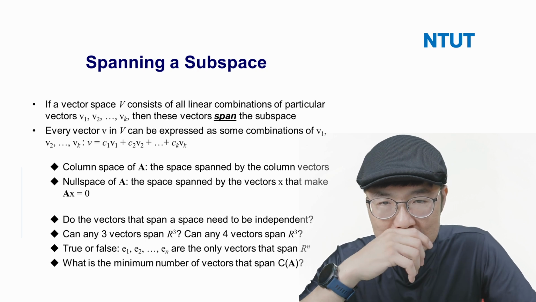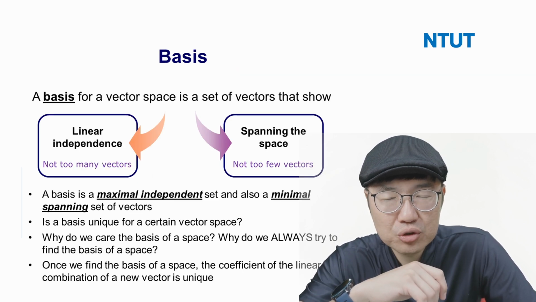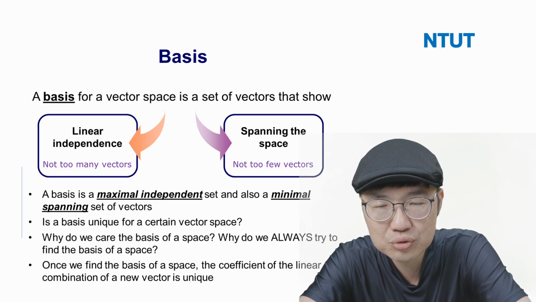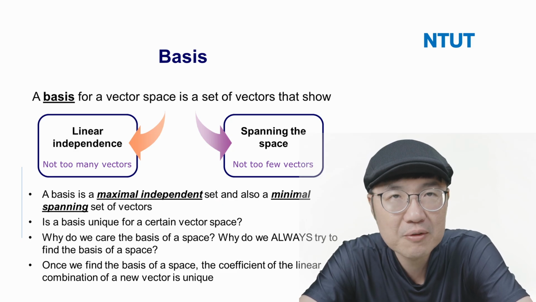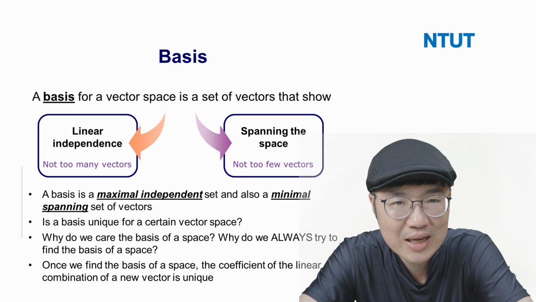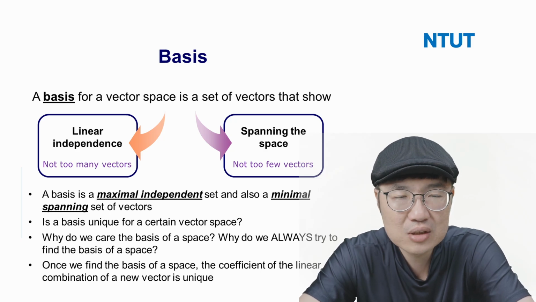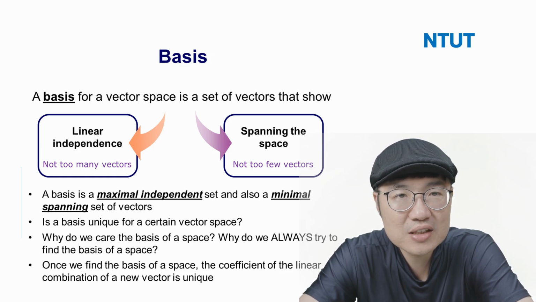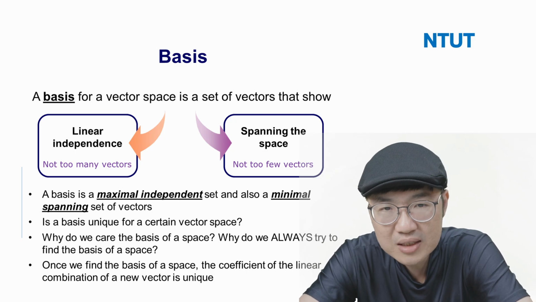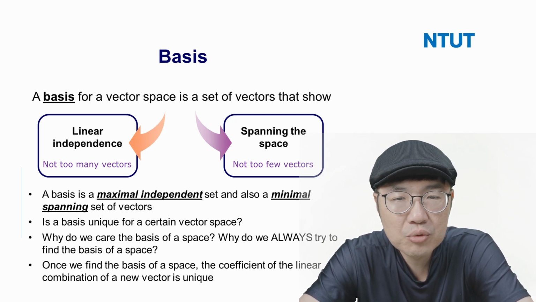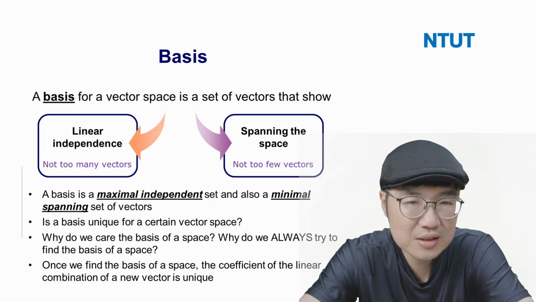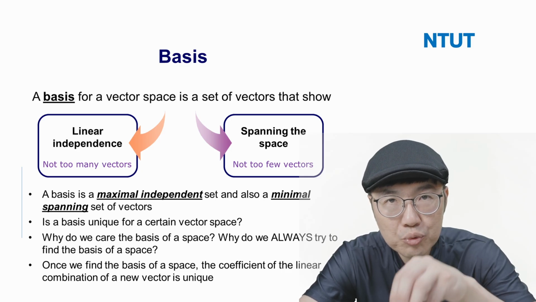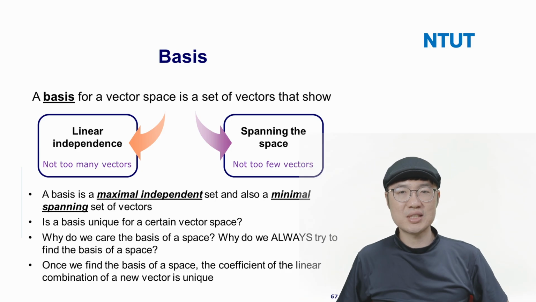So now we can compare the two concepts together. One focuses on reducing the information from many vectors, and span focuses on extending the information from only a few vectors. A basis for a vector space is a set of vectors that show both independence and spanning. In other words, we have not too many vectors and not too few vectors. We have exactly what we need to define the whole subspace.